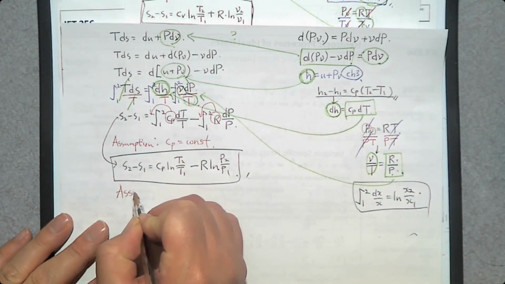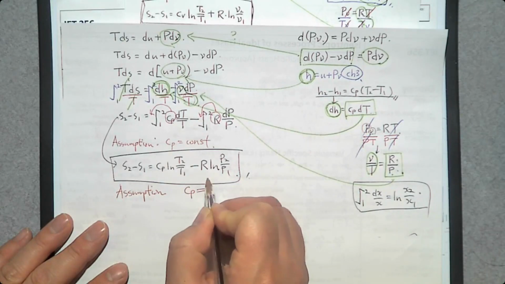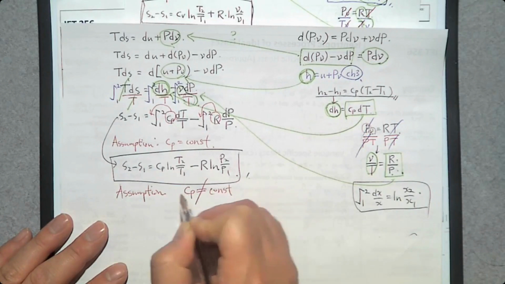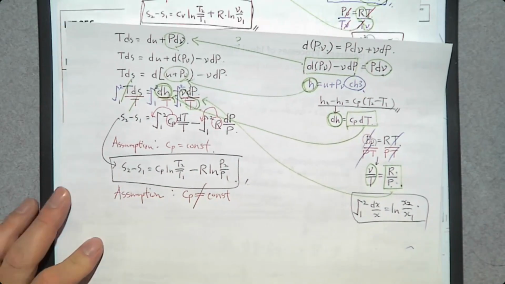Then what about when specific heats are not constant? Assumption: Cp is not constant. Then can you integrate this one? Not anymore. You cannot integrate this one. If Cp is not constant, this Cp cannot go out. So you cannot solve this equation. So what can we do? We can use a table. In that case, we use a table.